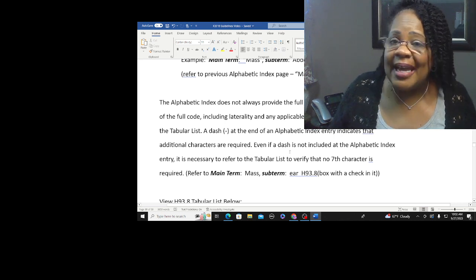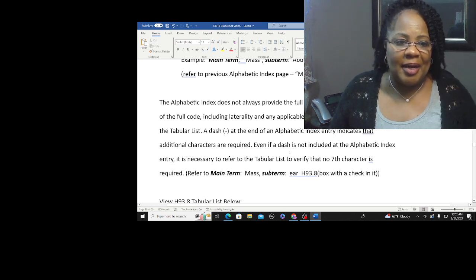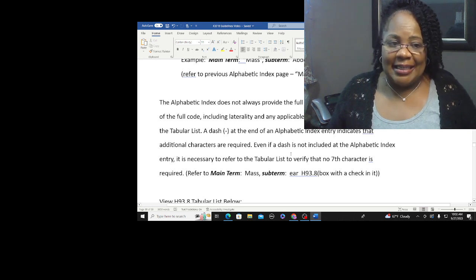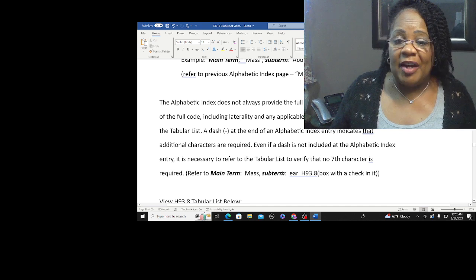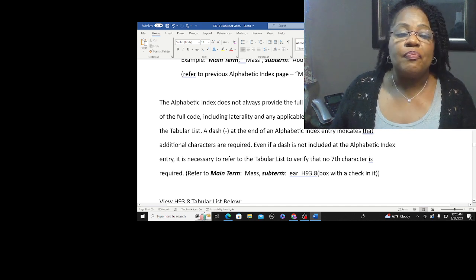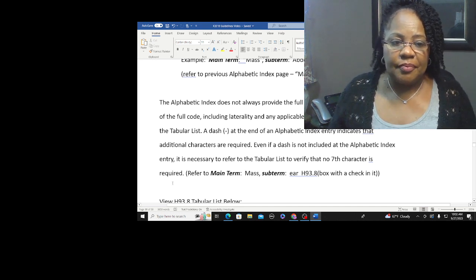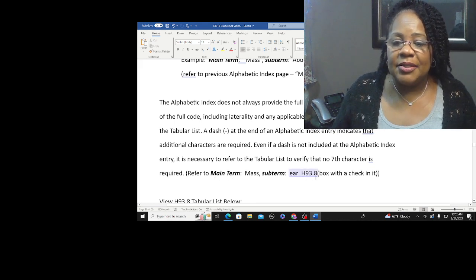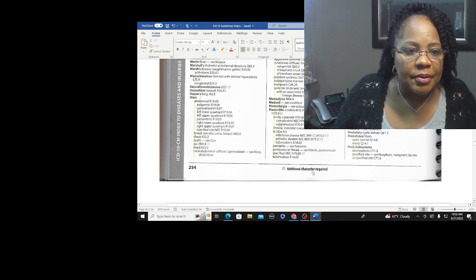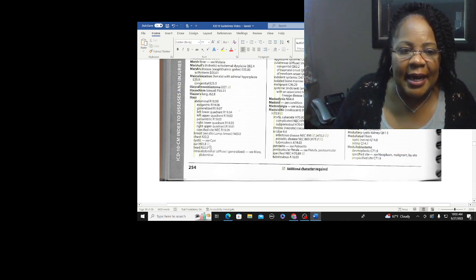But even if a dash is not included in your alphabetic index entry, it's necessary to refer to the tabular list to verify that no 7th character is required. So let's refer to main term mass and subterm ear. So let me go to mass, subterm ear. See how that H93.8 has this box with the check in it?